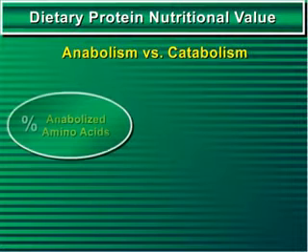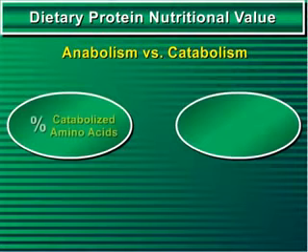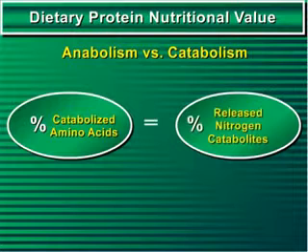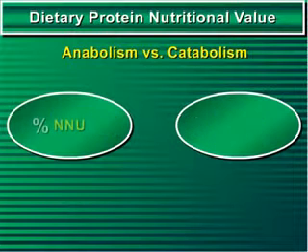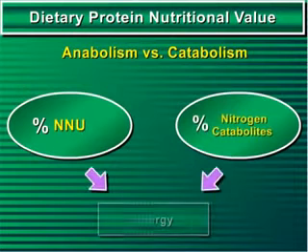The percentage of amino acids following the anabolic pathway to act as precursors of body protein synthesis is equal to its net nitrogen utilization, or NNU. Meanwhile, the percentage of amino acids following the catabolic pathway is equal to the percentage of its released nitrogen catabolites. Thus, by knowing a protein's percentage of NNU, or released nitrogen catabolites, its released amount of energy can be determined.